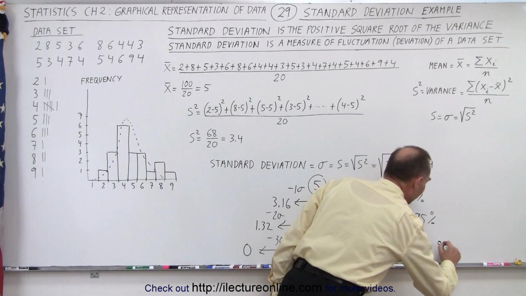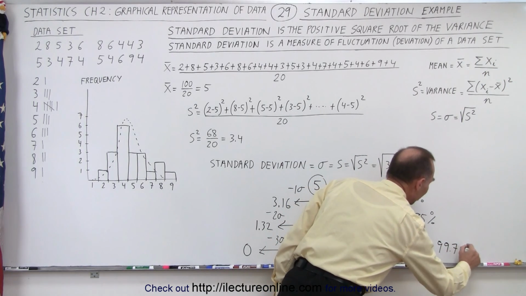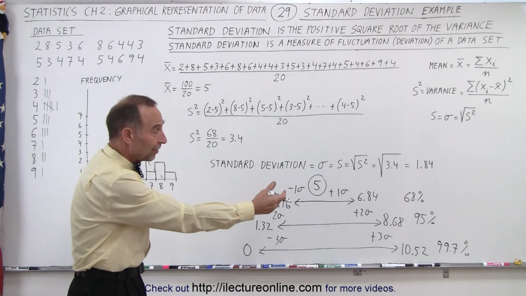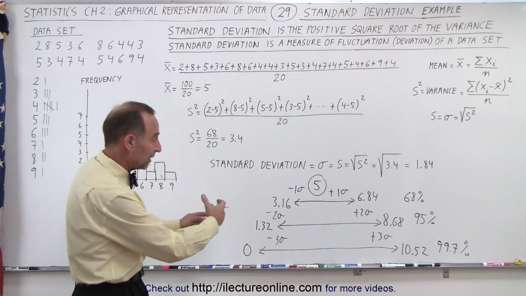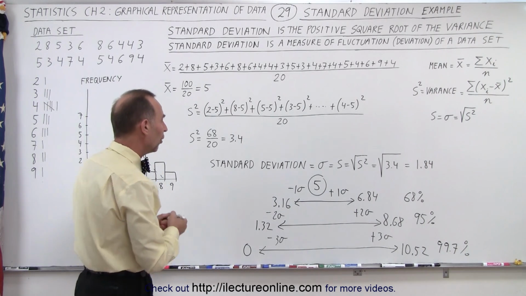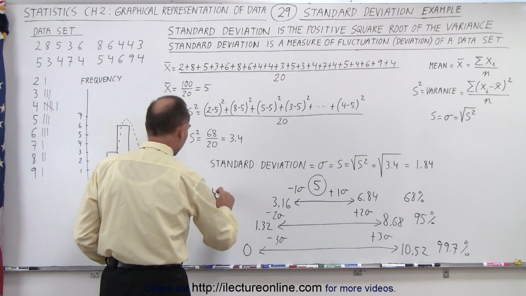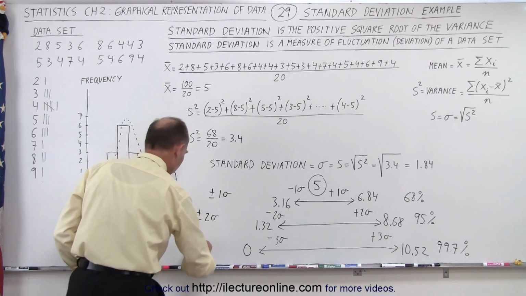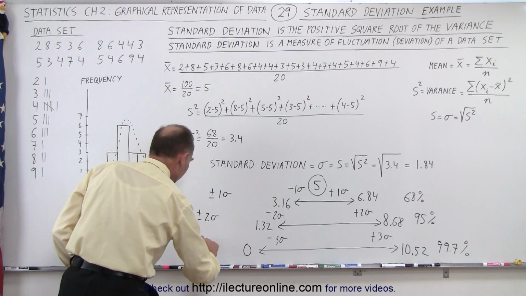It's not quite 100%, it's 99.7%, so close enough to 100. You would need 1,000 data points, and then 3 of them would probably not fit within the plus or minus 3 sigma, as we call it. So this is called plus or minus 1 sigma, this is called plus or minus 2 sigma, and this is called plus or minus 3 sigma.